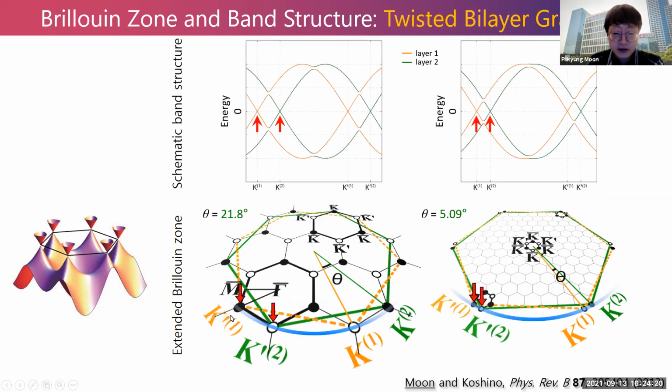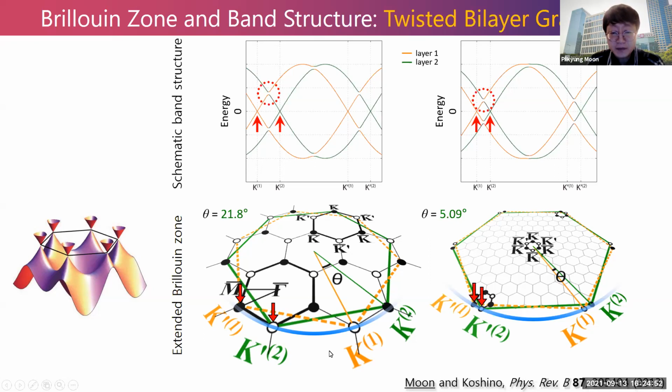Interestingly, if we take a look at the interaction between these two Dirac cones, they show a Dirac cone at these two points and make a saddle point Van Hove singularity at this point. Interestingly, as the rotation angle decreases, the distance between these two Dirac cones becomes closer. As a result, the energy of this Van Hove singularity moves closer to the energy 0.